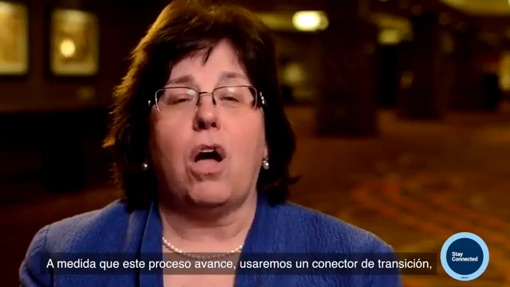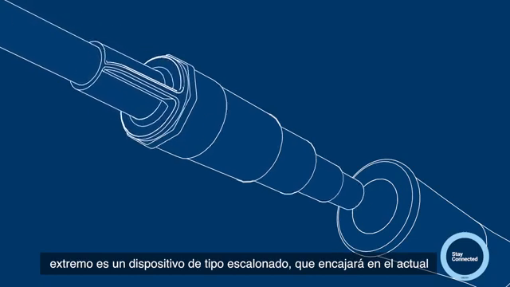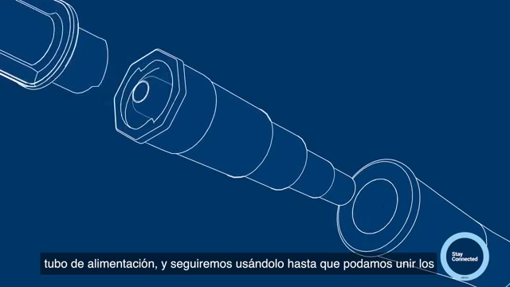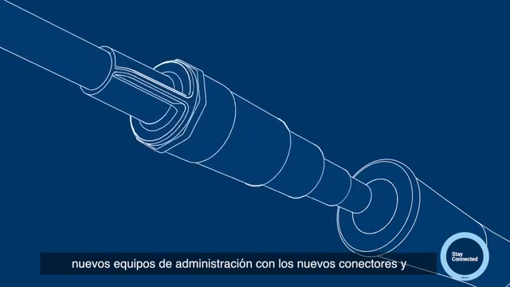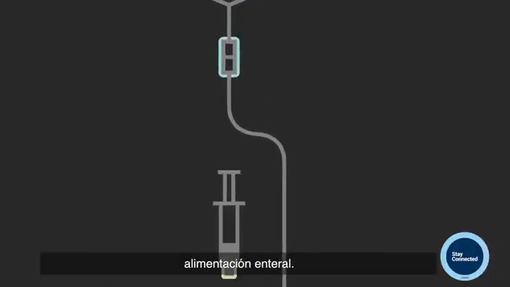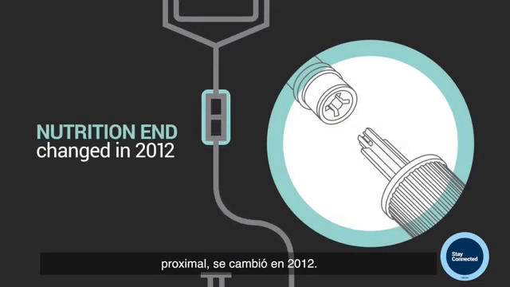As this process goes along, we will use a transition connector, and that transition connector will hook into the new administration set, and the other end is a Christmas tree end which will fit into the current feeding tube. And we will continue to use that until we have the ability to take the new administration sets with the new connectors and hook them into new feeding tubes. The new design standard impacts the entire enteral system. The nutrition end, also known as the proximal end connector, was changed in 2012.